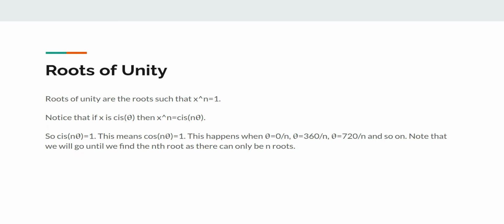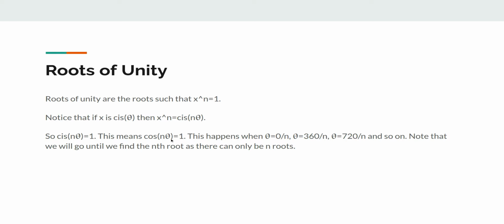Okay, roots of unity. So roots of unity are the roots such that x to the n is equal to 1. Notice that if x is r times cis theta, r is going to be 1 clearly. So then x to the n is equal to cis n theta, because we're multiplying it n times, so the theta adds up n times. So cis n theta is equal to 1.